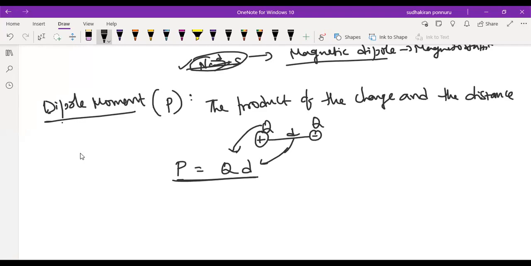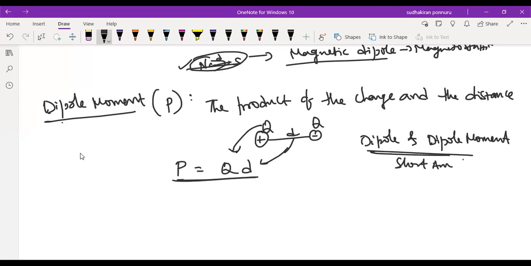These two definitions, of dipole as well as dipole moment, are important for short answers, that is for 2 marks. They will ask what do you mean by a dipole or what do you mean by a dipole moment. Then you have to write the required answer.